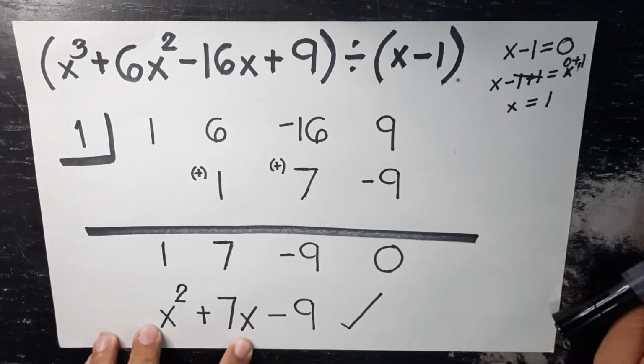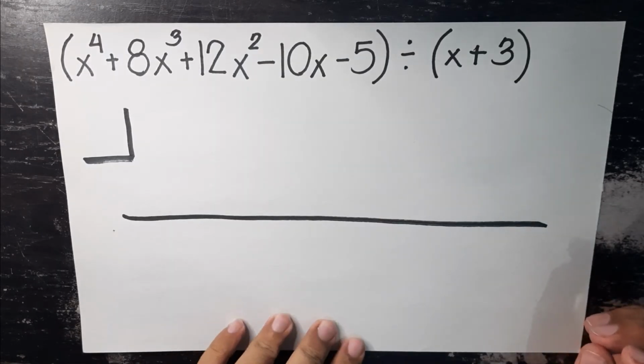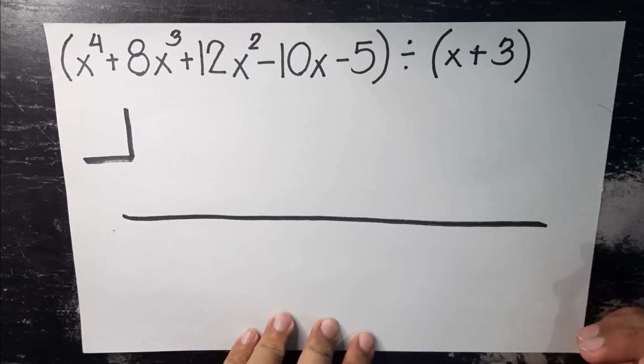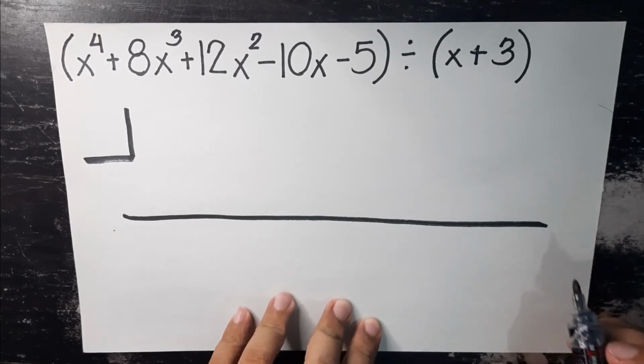Let's have another example. For our second example, we have x to the fourth plus 8x cubed plus 12x squared minus 10x minus 5 divided by x plus 3.